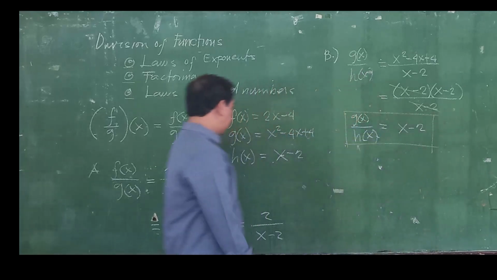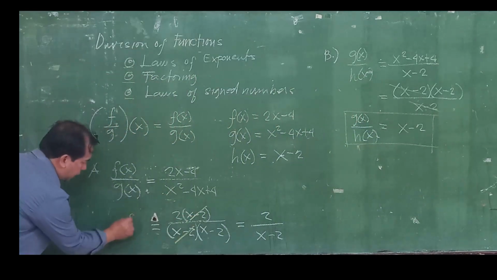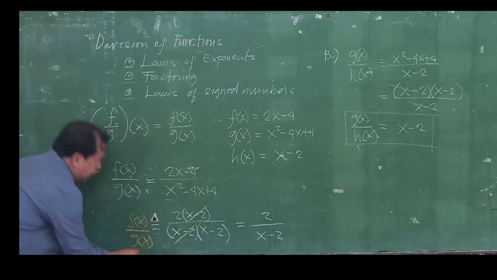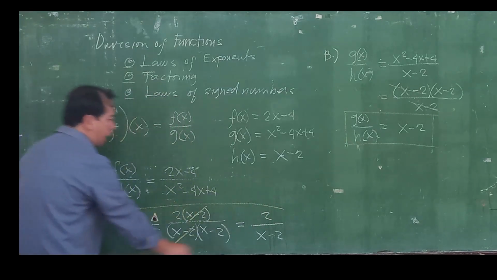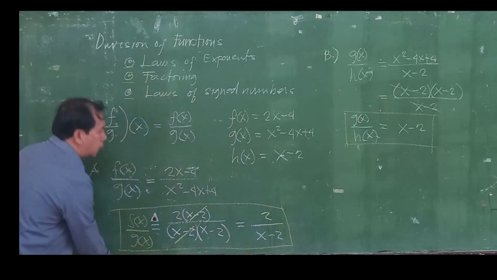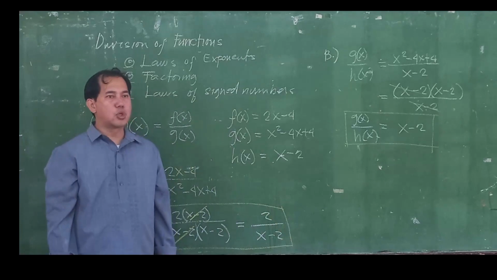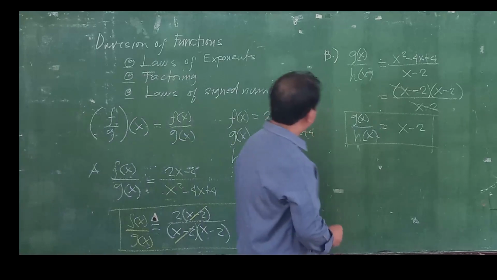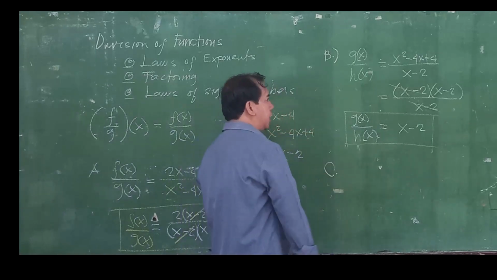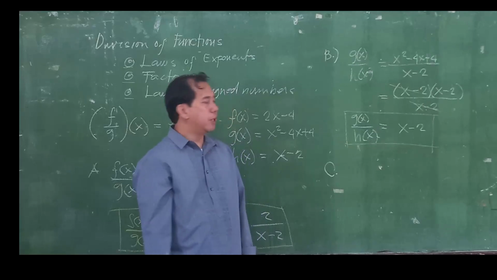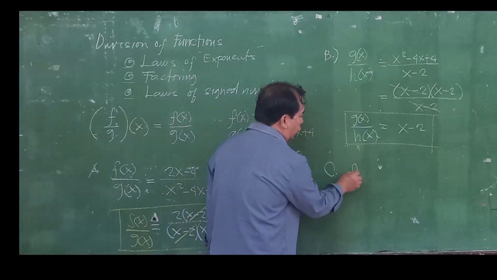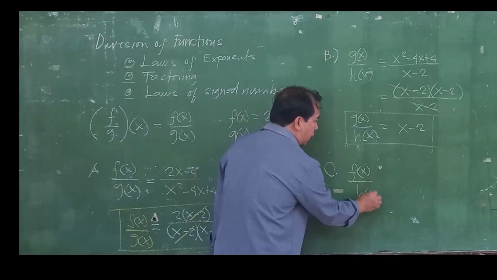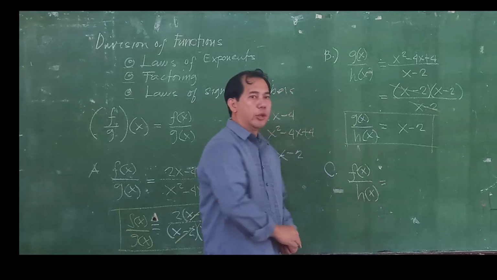Now what about in here? The result of f of x over g of x is the same as 2 over x minus 2. Okay? Now next, what if we consider letter C? Our letter C would be the quotient of f of x over h of x. What will be its result?